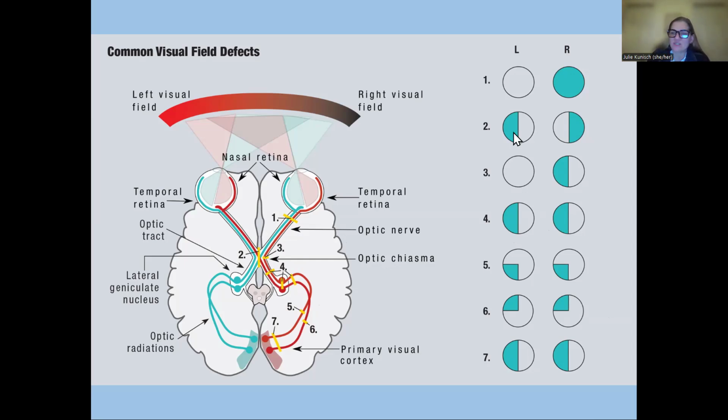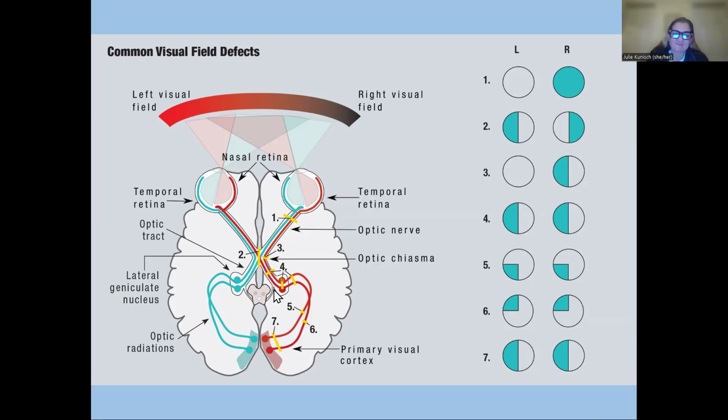Now, the reason this is heteronomous and this is homonymous is because these are different sides and this is the same side, right? Hetero means different. Homonymous means the same. Okay. This is one of the most debilitating visual issues that people can have after a stroke when they have lost nasal vision on one side and peripheral vision on the other side. Their vision is very chopped up.